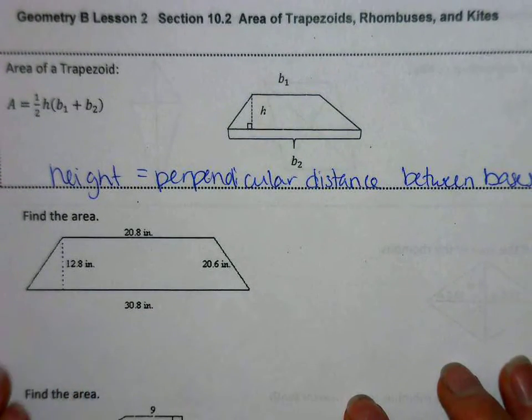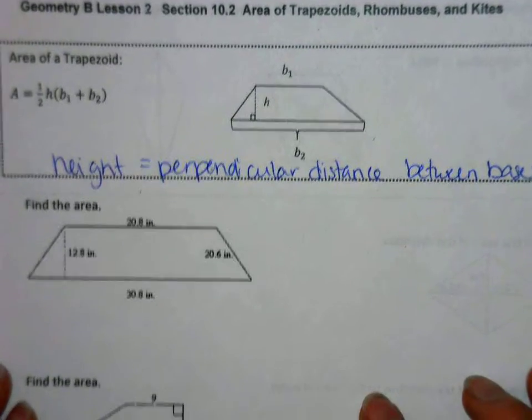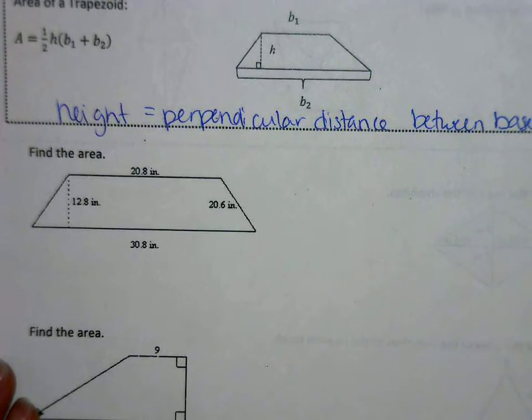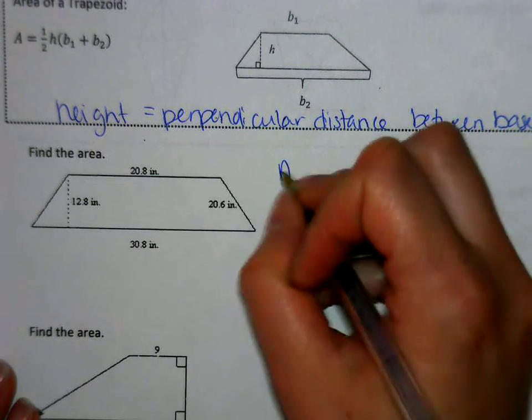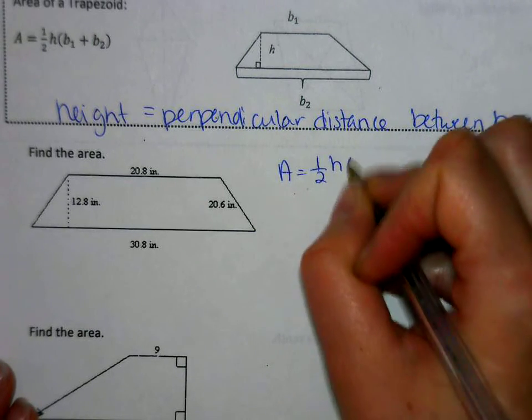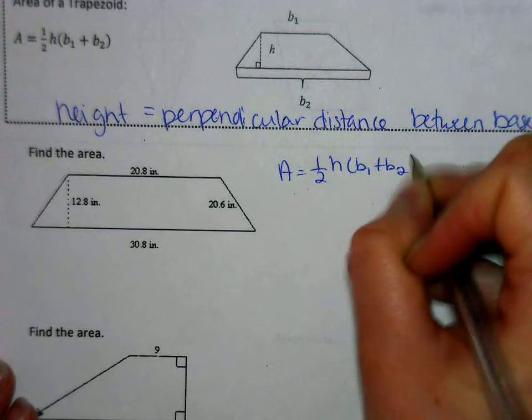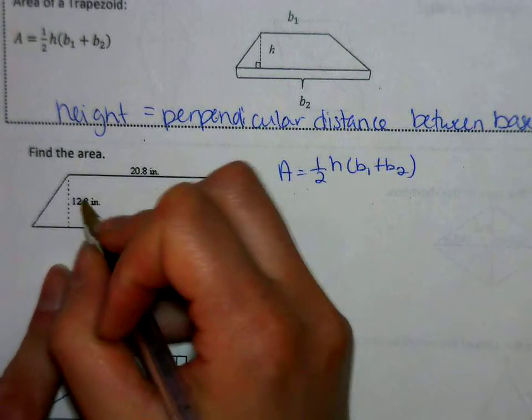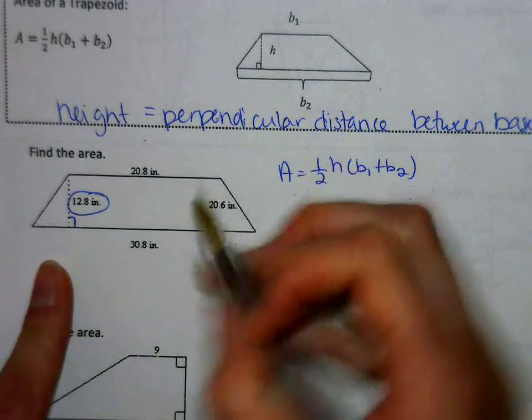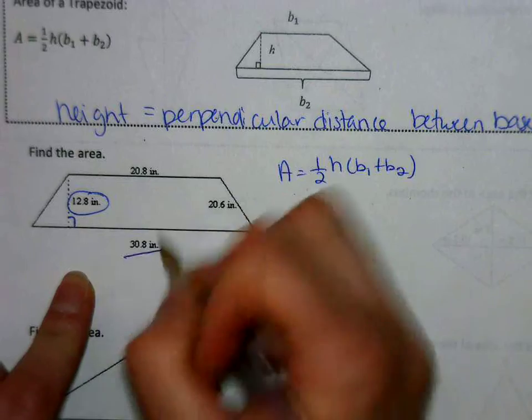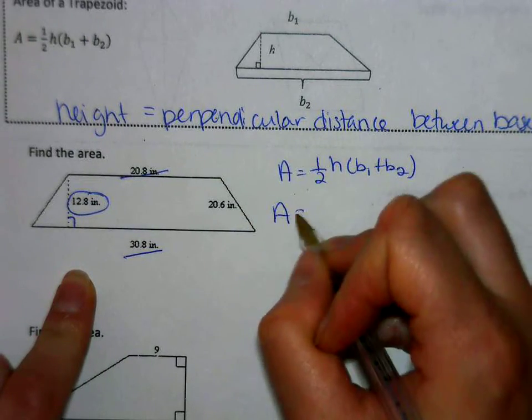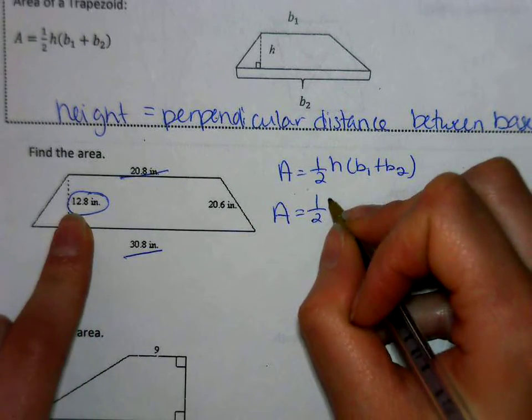So we have that the area of a trapezoid is 1/2 height times base 1 plus base 2. So if we take a look, our height is here because it forms a 90-degree angle between the two bases that we have. So we have area equals 1/2 times 12.8 times 30.8 plus 20.8.